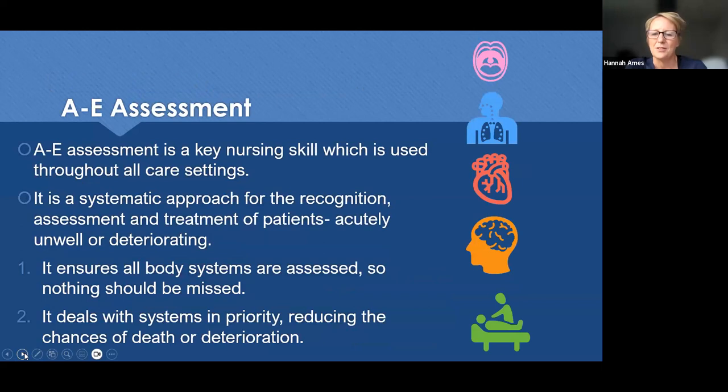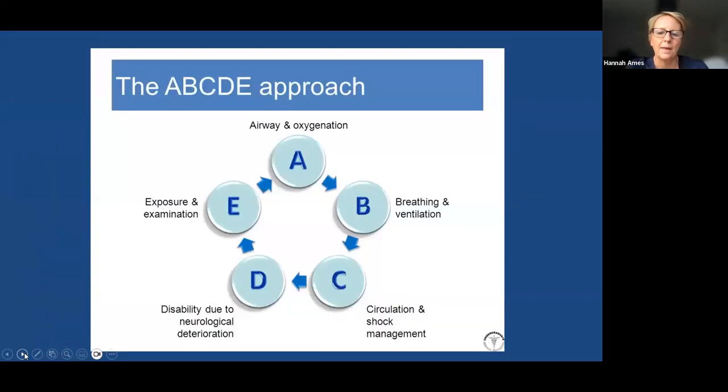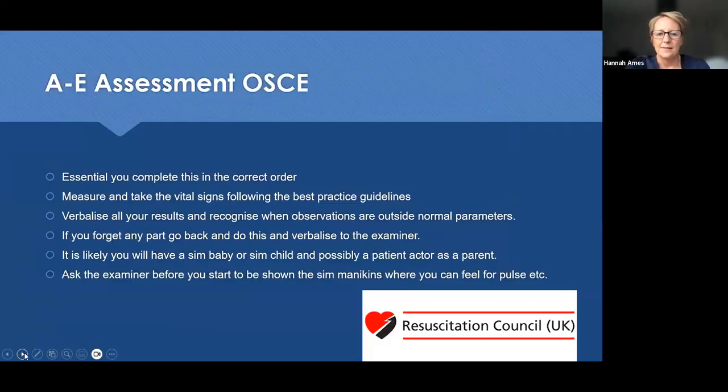That systematic approach recognises any areas which are outside of normal and any potential areas of deterioration, and then we treat those and then we move on. It follows that systematic approach because it ensures all body systems are assessed in priority and nothing is missed. You'll be familiar with airway, breathing, circulation, disability and exposure. Now, in terms of your NMC OSCE, the A2 assessment is identical to the adult A2 assessment marking criteria. However you feel about that.